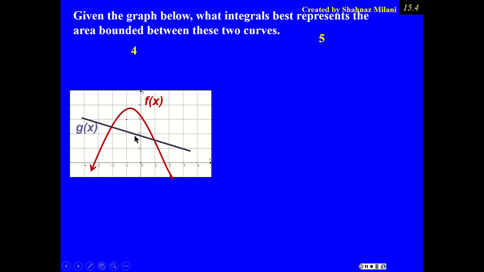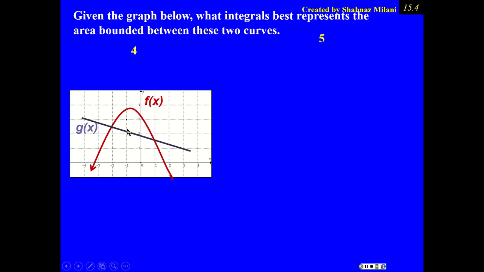Now, in this problem, it says we are trying to find the area between these two curves. That means my red graph is the f of x graph, and my black graph is the g of x. I'm trying to find the area between these two equations.